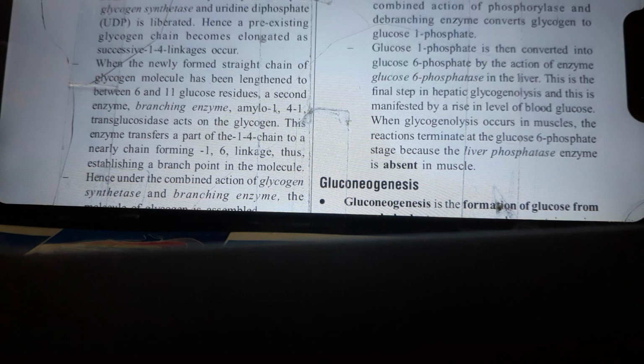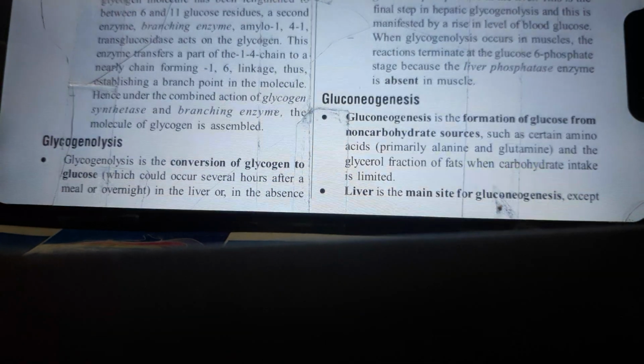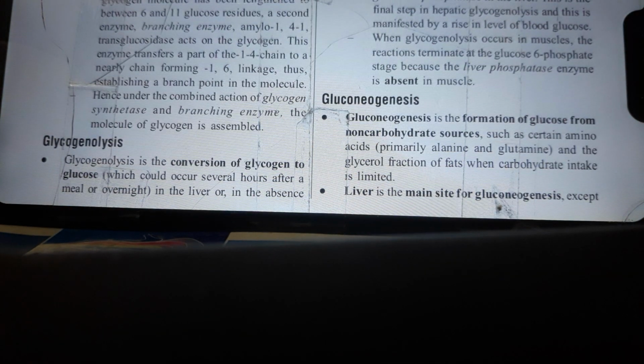The hydrolytic splitting of 1,6 linkages requires the action of a specific debranching enzyme, amylo-1,6-glucosidase. The combined action of phosphorylase and debranching enzymes converts glycogen to glucose 1-phosphate. Glucose 1-phosphate is then converted into glucose 6-phosphate, and glucose 6-phosphatase in the liver acts on it. This is the final step in hepatic glycogenolysis, and it is manifested by a rise in the level of blood glucose. When glycogenolysis occurs in muscles, the reactions terminate at the glucose 6-phosphate stage because the liver phosphatase enzyme is absent in muscle.